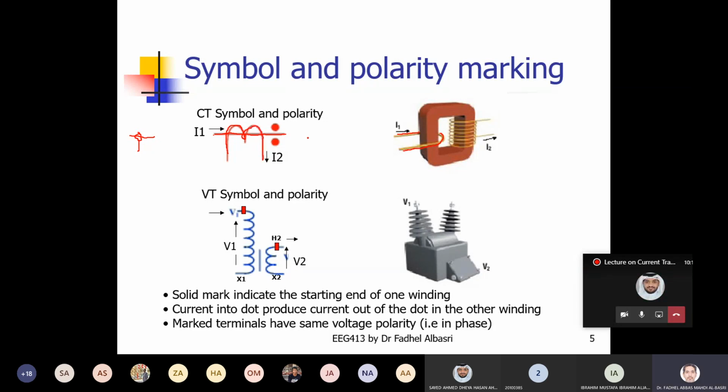Okay, and so this is the secondary output. This is the secondary, and this is the core. Iron core.